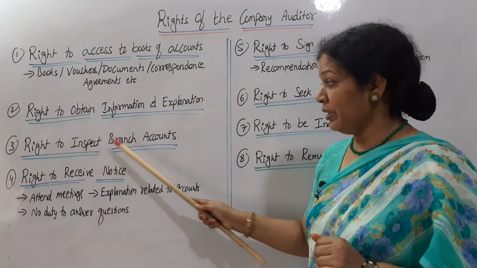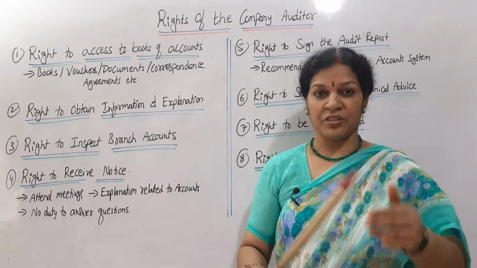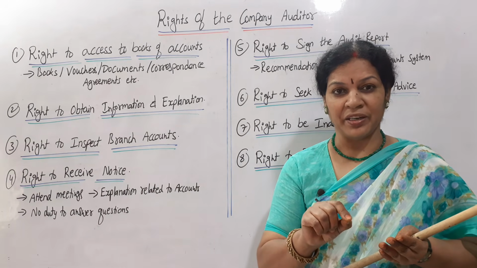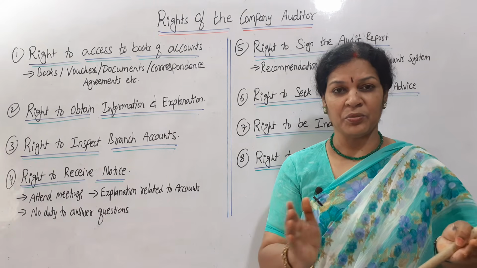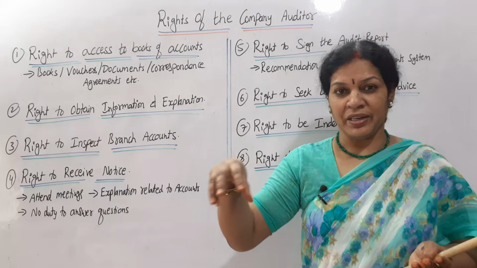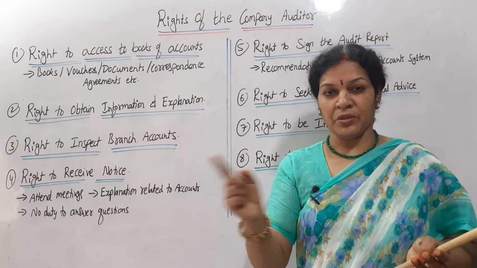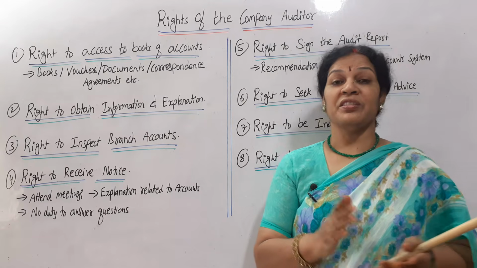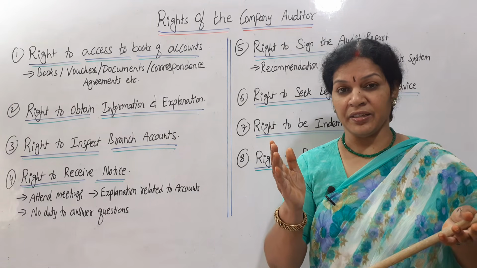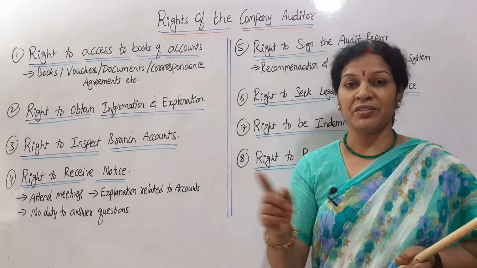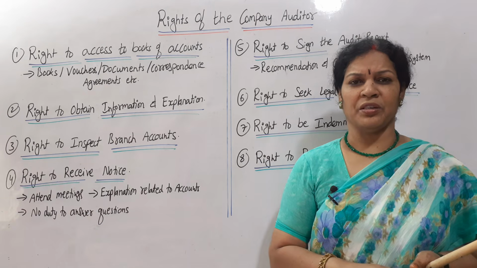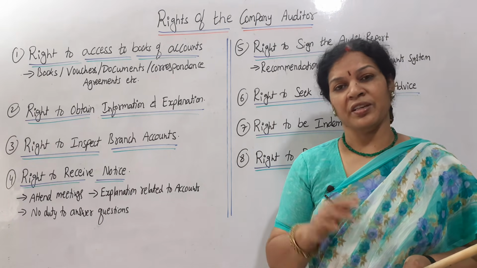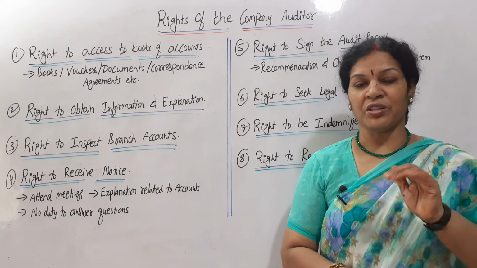Third right is the right to inspect branch accounts. If a company has branches related to the main company, branch accounts and main company are related. Whenever the auditor feels that he has doubts about transactions between the company and the branch, or wants to audit, then he has a right to visit the branch office and check the branch accounts also. This is directly or indirectly related to the main accounts, the head office. That is why for any branch offices of the head office, he has a right to visit and check the accounts.